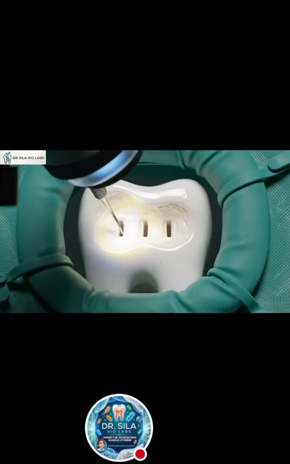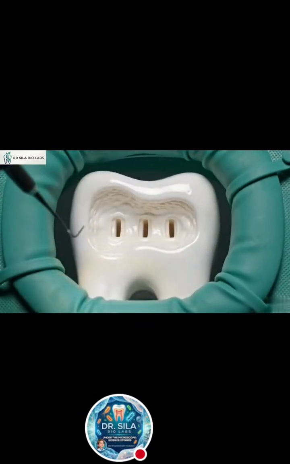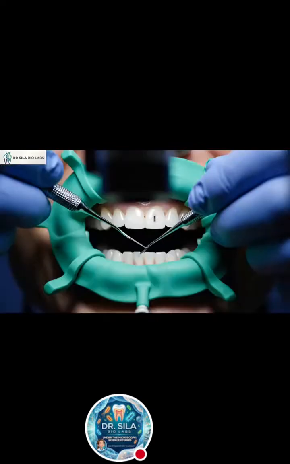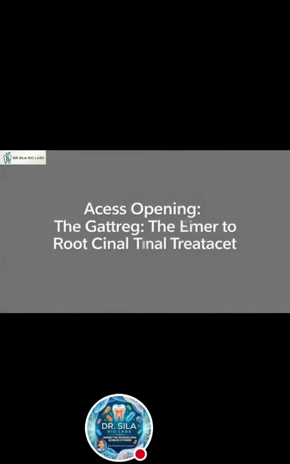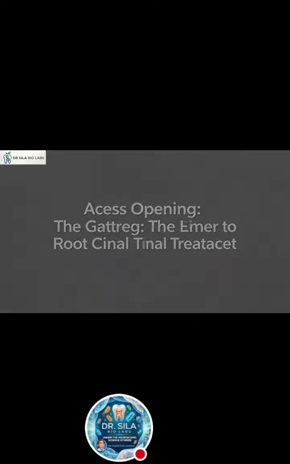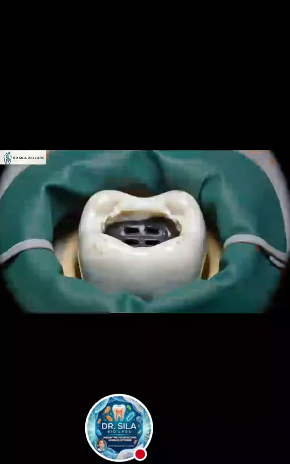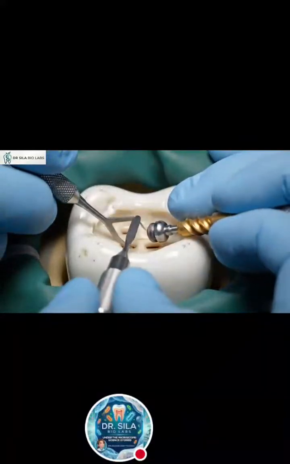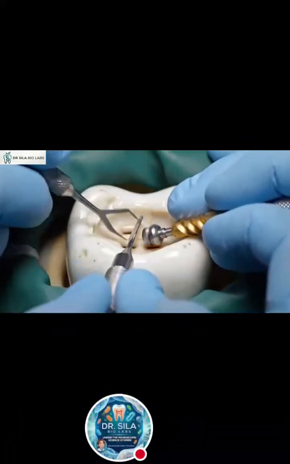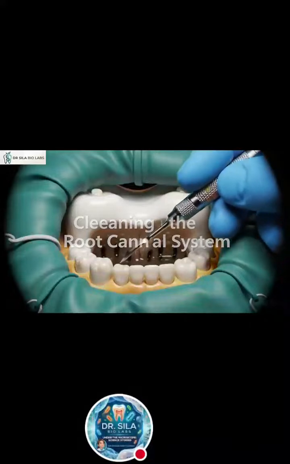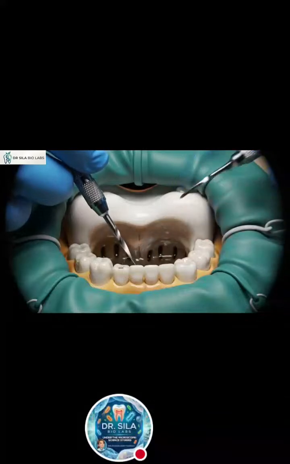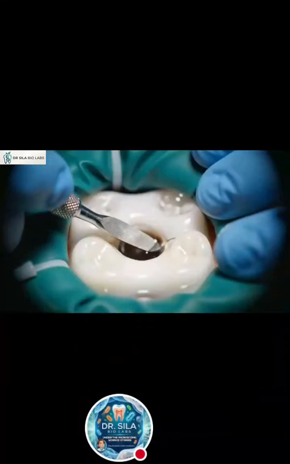With the canals located and accessible, the cleaning and disinfection phase of root canal treatment can begin. Using a combination of stainless steel hand files and nickel titanium rotary instruments, we meticulously clean and shape the complex anatomy. Cleaning the root canal system is critical. A stainless steel hand file is used to carefully explore the mesiobuccal canal.